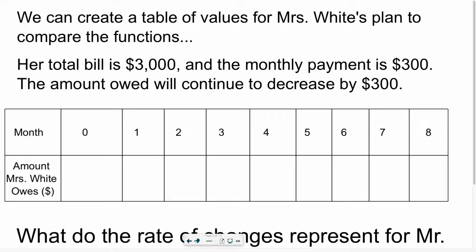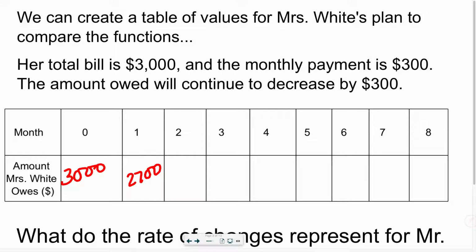So we're going to take Mrs. White's plan and put it into a table so we can easily compare Mr. Brown and Mrs. White. So how can we make Mrs. White's plan into a table? What values can we put in? And we can go through this quick because you see the pattern very well. 3,000 and 0. Yeah, so for 0 months, we know that she owes $3,000. What about for 1 month? How did you get that? Good. So every 1 month that passes, she's paying $300.